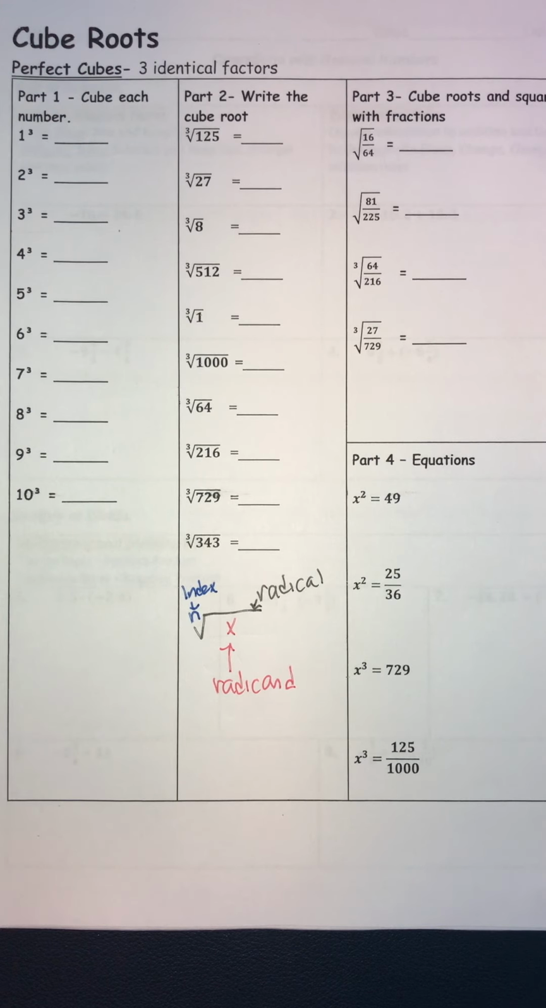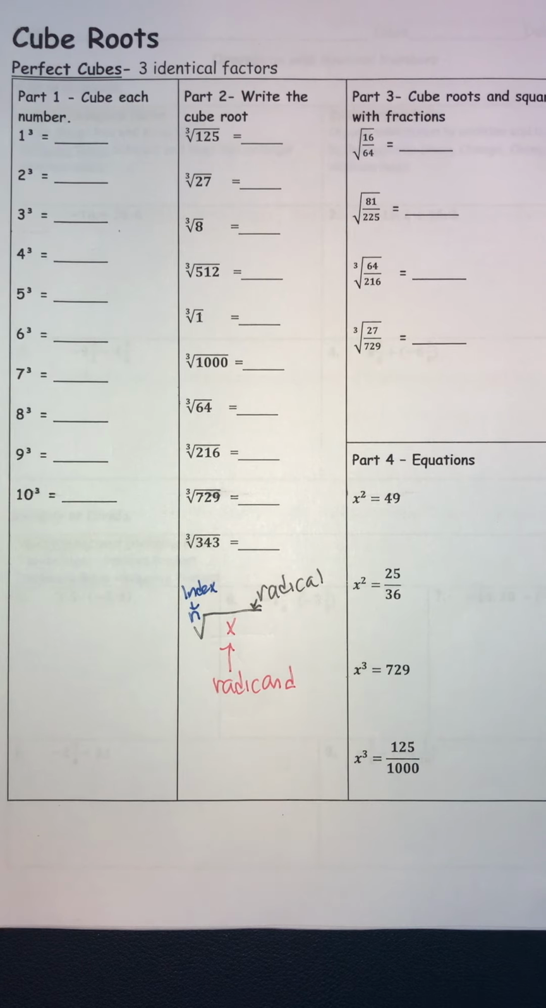Good morning. Today we're going to talk about cube roots. And a perfect cube has three identical factors. We talked about square roots already, and a perfect square had two identical factors. So a cube root has three.